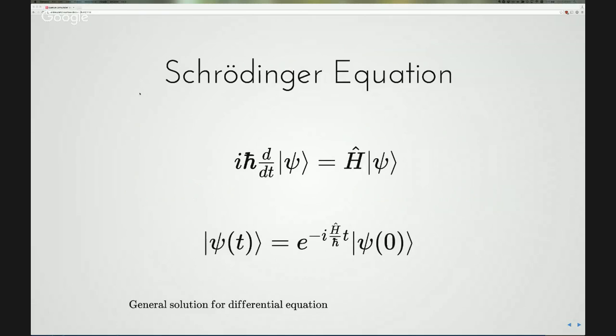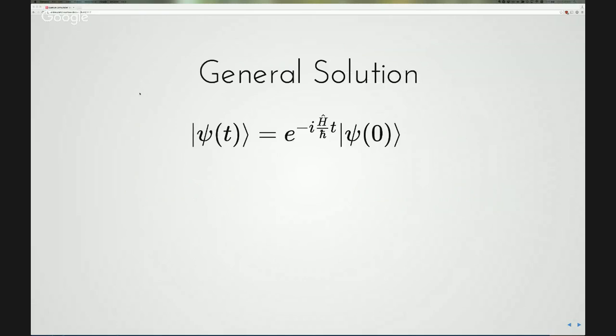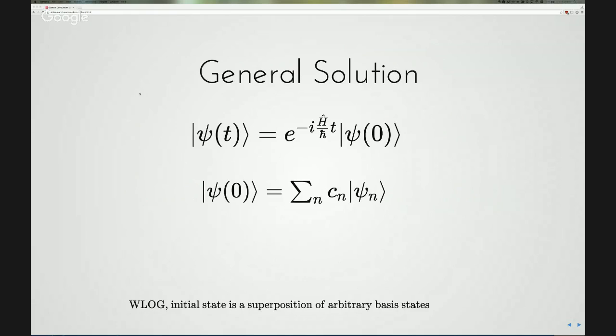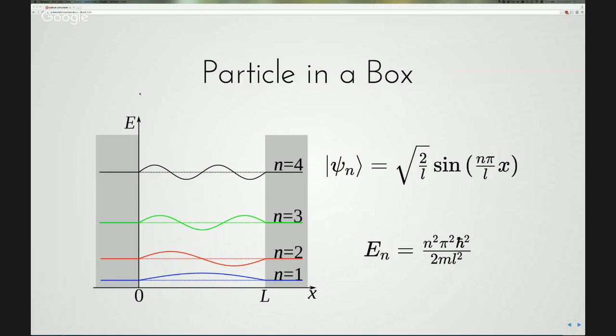And if you studied a basic differential equation, you would notice that the general solution for this differential equation takes the following form, where psi of 0 is the initial state. And without loss of generality, we can say that the initial state is always a superposition of arbitrary base states, which is what's written in the second line. If we plug the second line into the first line, we get the general solution to the Schrodinger equation in any problem, as long as the Hamiltonian is time independent, which we haven't discussed, but it's another topic for another talk. I won't actually derive the answer, but I will tell you what the answer is.